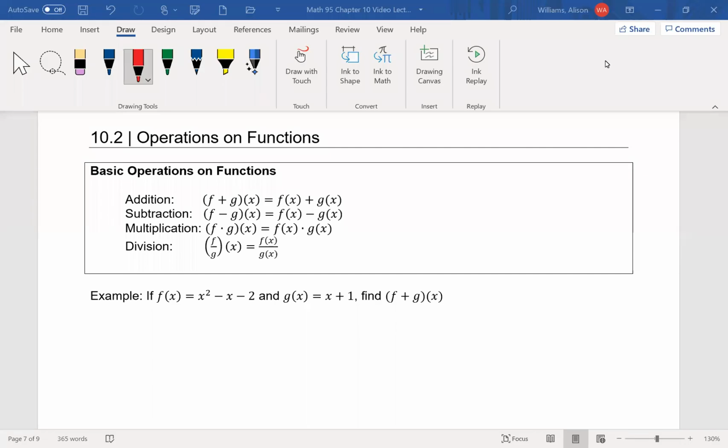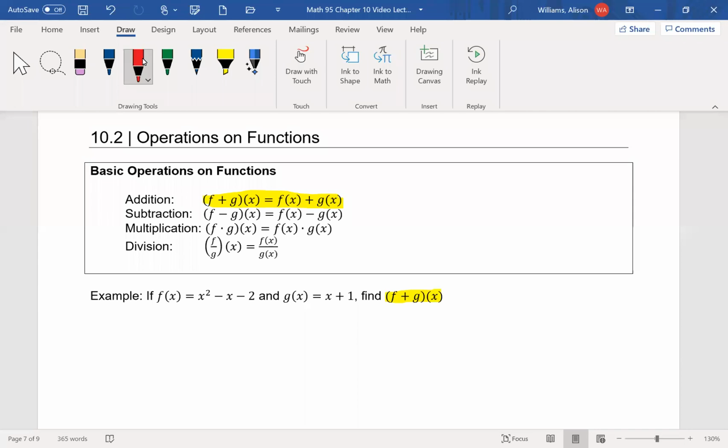In this video, we're going to talk about operations on functions, and we'll start with the basic operations of addition, subtraction, multiplication, and division. The first notation looks a little scary when they ask, like in this first example, to find f plus g of x. That's how we say this, f plus g of x. But what it means is I'm going to take whatever f of x is and add g of x.